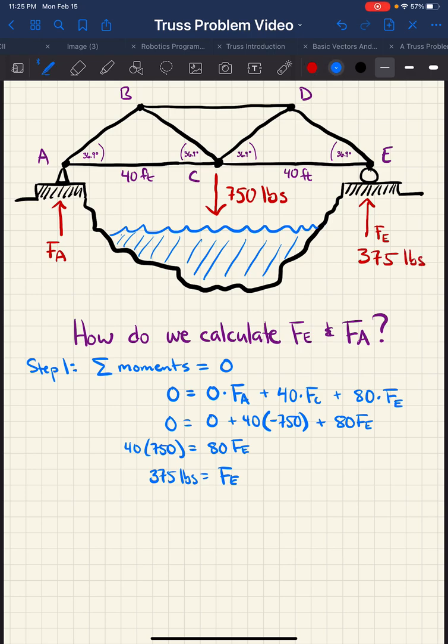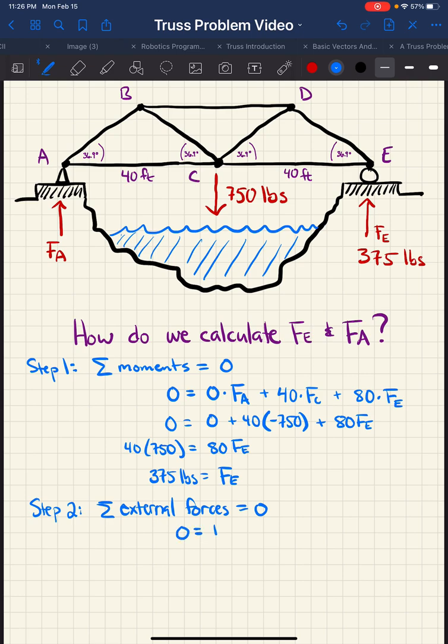Now, step 2 is that the sum of the external forces is 0. We know that because the bridge isn't moving. If the sum of the external forces weren't 0, it would be moving up or moving down or sliding one way or the other. And it's not. So if we add all those forces together, we get 0. And in this case, all the external forces are acting straight up and down, so we don't have to do any trigonometry for it.